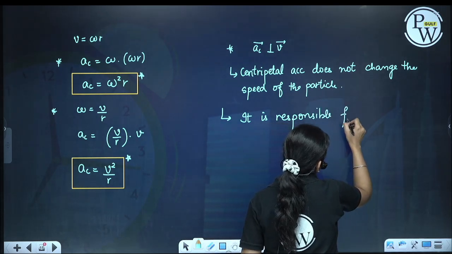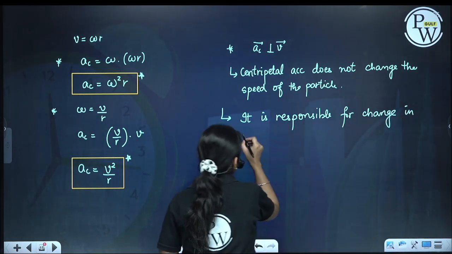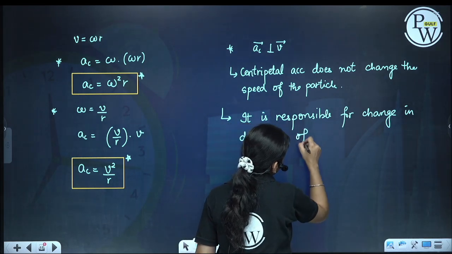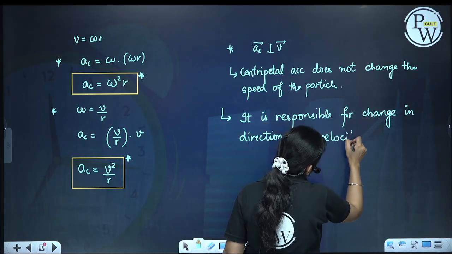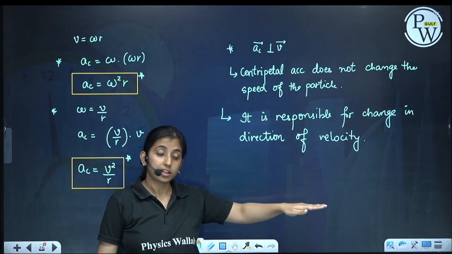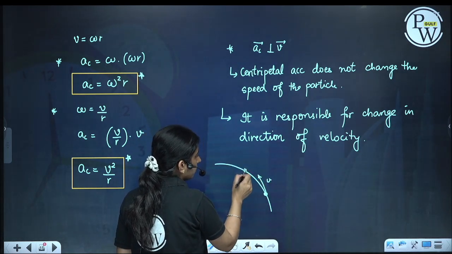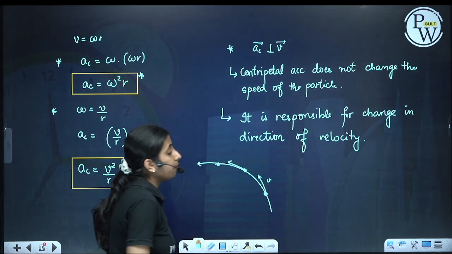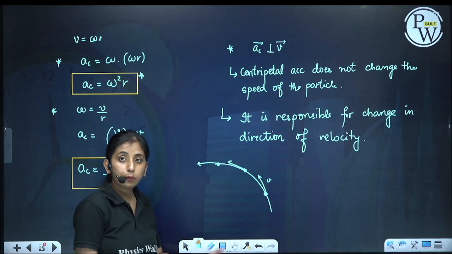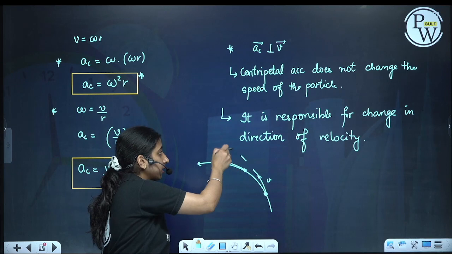It is responsible for change in direction of velocity. When the particle is moving on a circle, velocity is like this, then this, then this. At every point, the direction of velocity is changing. So if there is no force towards the center, what will happen? The particle will keep on moving along this tangent.